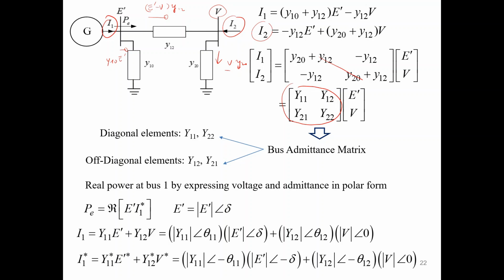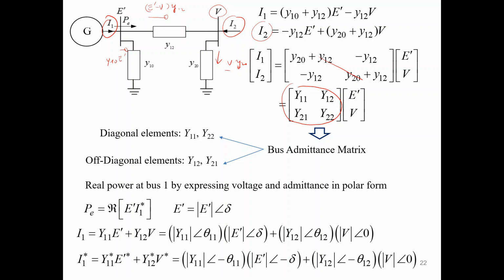Now you can see that if you want to express PE, remember, PE is the electrical power output from the generator. PE itself is defined by the real part of the complex power exiting from the generator. So you can see that PE is the real part of the product between the complex phasor of E prime times the conjugate of I1.